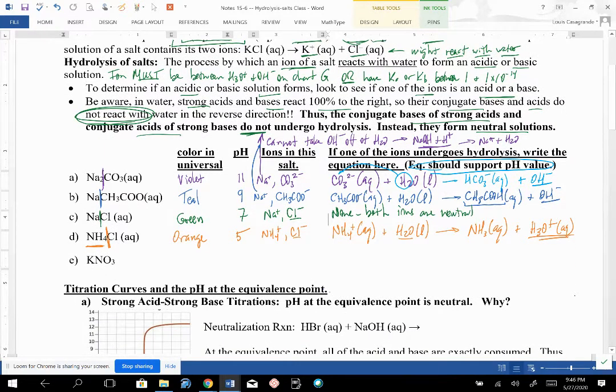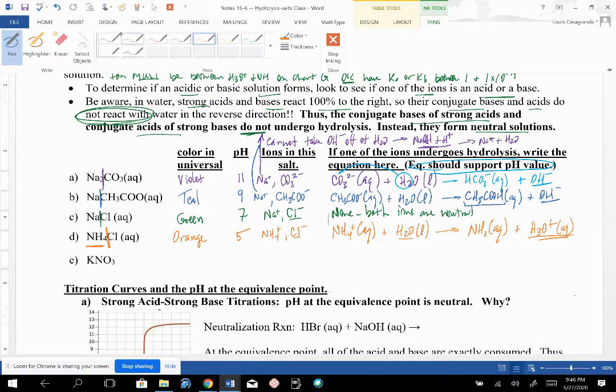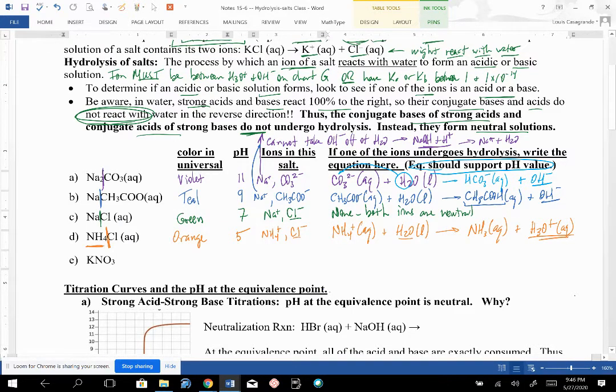Finally, potassium nitrate. Potassium and nitrate split at the potassium and the nitrate. This is also going to be green with a pH of 7. There's our potassium, K+. It's an alkali metal, so it's going to do the same thing. It does not hydrolyze.